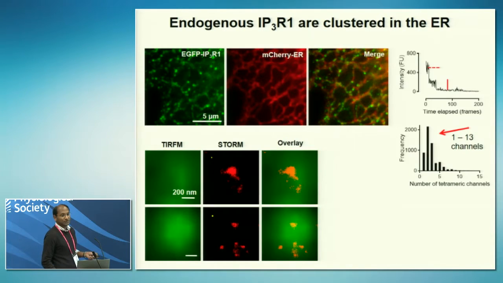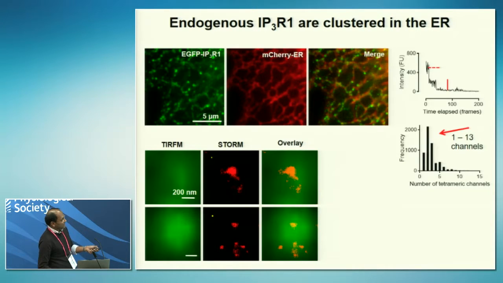These results were also confirmed by super resolution imaging. Here there is a TIRF image of a single punctum that's magnified for clarity, and here is a STORM image, and the yellow dots are the approximate size of an IP3 receptor that you would expect.